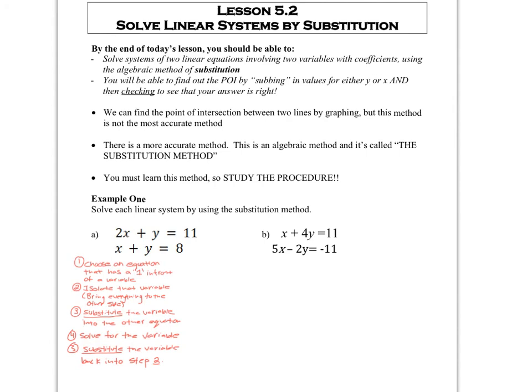Okay, welcome back to Unit 5. This is lesson 5.2. So 5.1, we solve linear systems by graphing. Again, solving means finding the point of intersection, so where these two linear equations cross. Our next two lessons, 5.2 and 5.3, are going to be on algebraic models for solving linear systems.